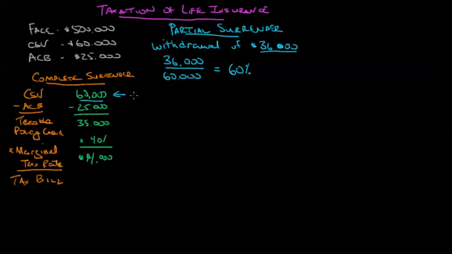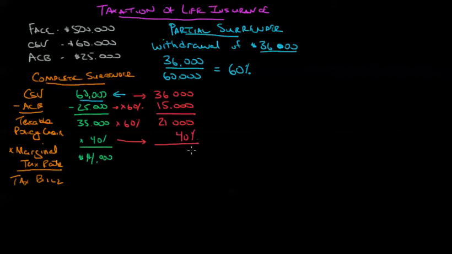So in the partial surrender, we're taking out $36,000, and here we're going to use just 60% of our ACB. We're going to use $15,000 here, which is going to result in a taxable policy gain of $21,000. Again, that's 60% of this figure. We'll use this same tax rate just to make a little bit of an apples to apples comparison, and we're going to arrive then at $8,400 of taxable policy gain.